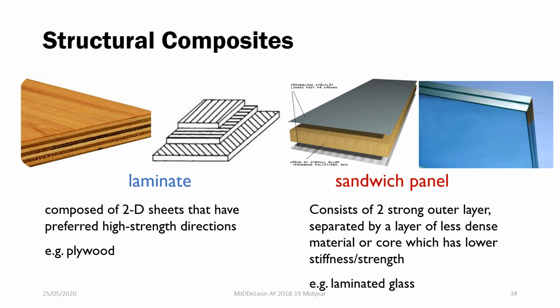We also have your sandwich panel. Sandwich panels are used in applications where we want low weight but acceptable strength, or pwede rin sa insulation and so on. So sandwich panels are composed of two strong outer layers separated by a layer of less dense material or core, which has lower stiffness or strength. An example of this is your laminated glass. So you have two glass panes at the outside and meron kang laminate sa loob. So depende sa material, minsan transparent plastic, minsan air.